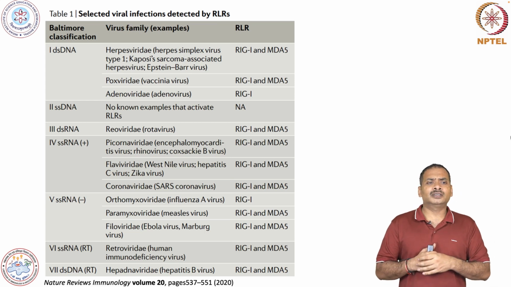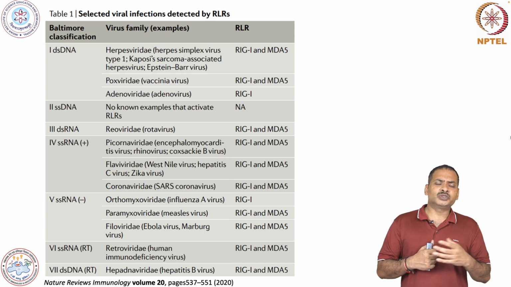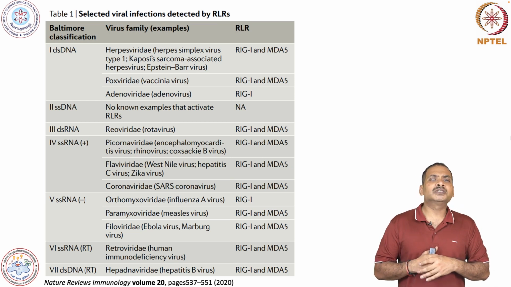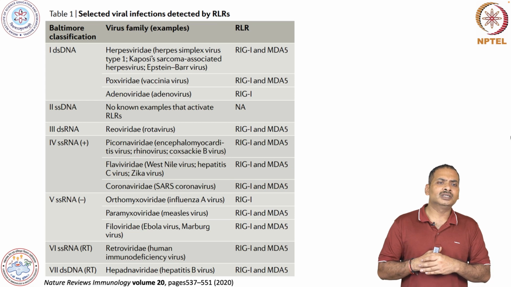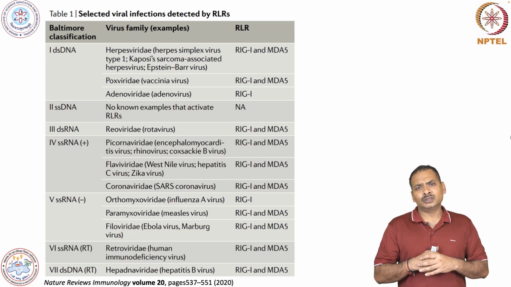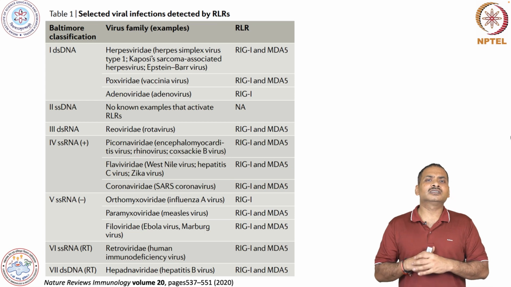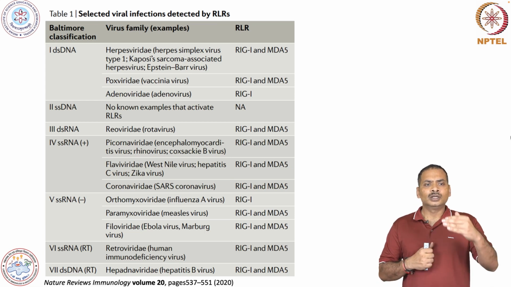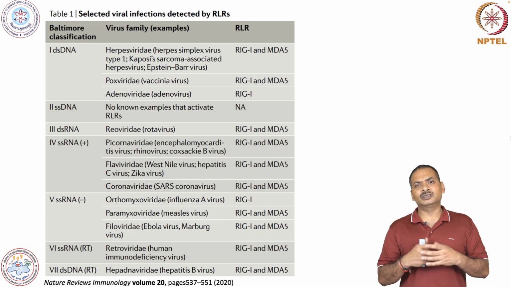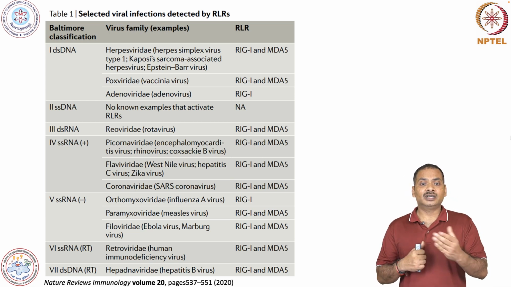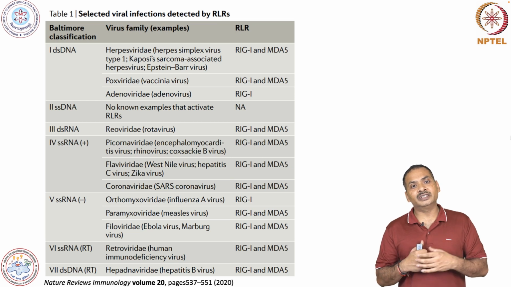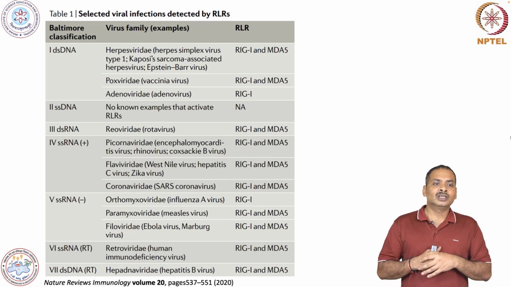In this class there are Herpesviridae family viruses. This consists of herpes simplex virus, which causes Kaposi sarcoma, and in the same class there is Epstein-Barr virus, which, if you have studied, causes Burkitt lymphoma. These viruses are recognized by RIG-I and MDA5. They also recognize a Poxviridae family member, vaccinia virus, which is also recognized by both RIG-I and MDA5. Adenoviruses are recognized by only RIG-I. So this is class 1.